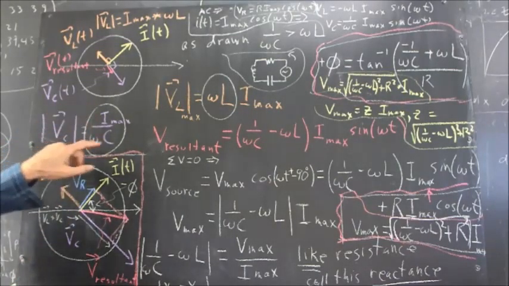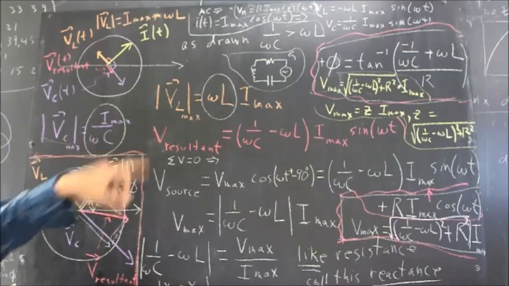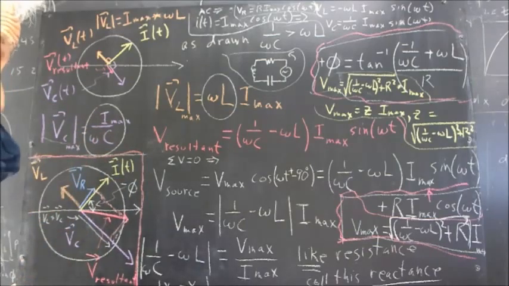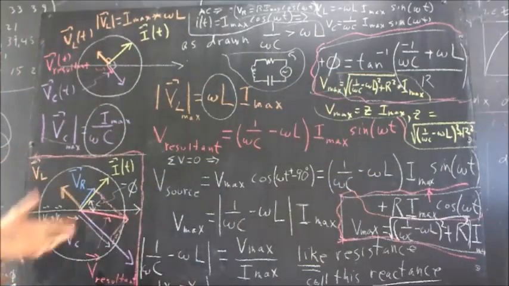I had a 1 over omega C in class. It's Imax over omega C, and it should be really obvious why that should be Imax over omega C, because the Imax shows up in both the derivative and the antiderivative.